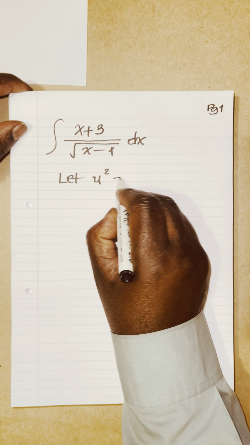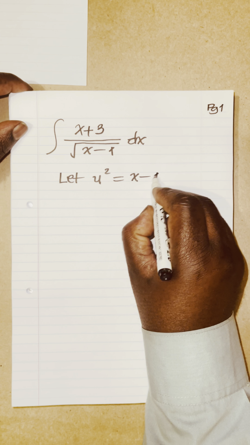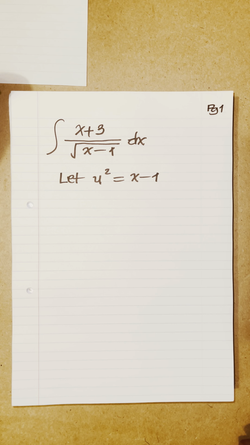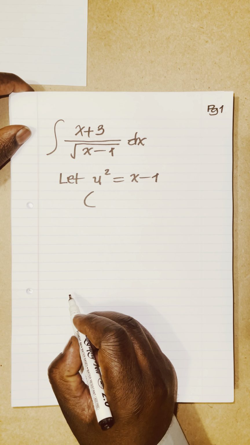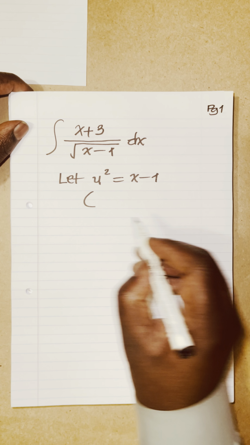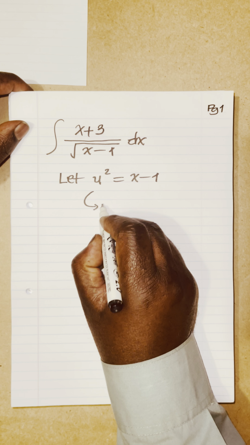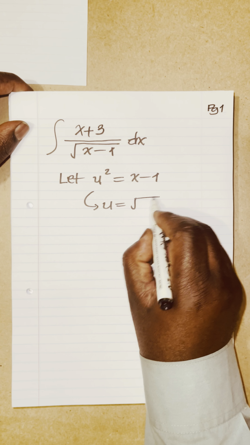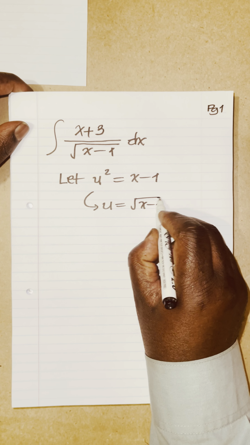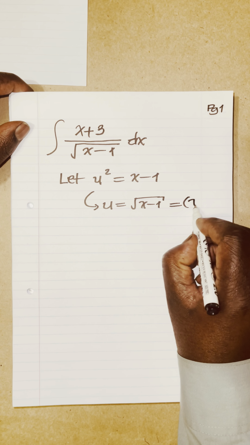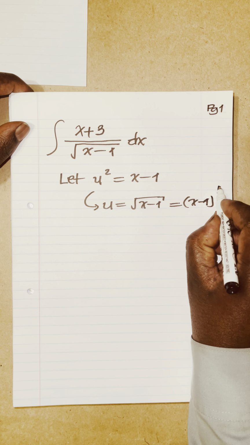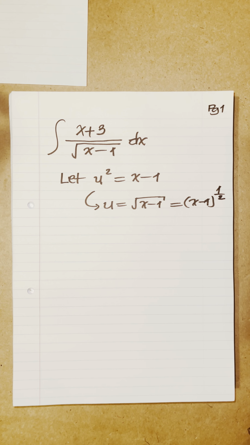u squared be equal to x minus 1. We obtain three equations from this one. The first equation is to solve for u. Take the positive square root on both sides and you get u is equal to the square root of x minus 1. You can rewrite this as x minus 1 to the power half. You'll see the importance of this at a later stage.